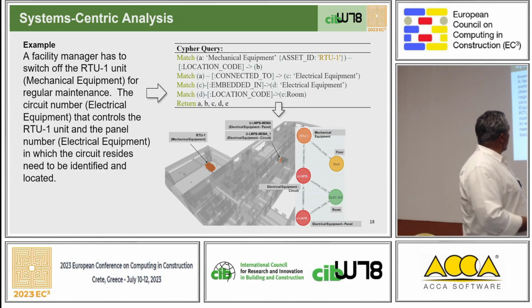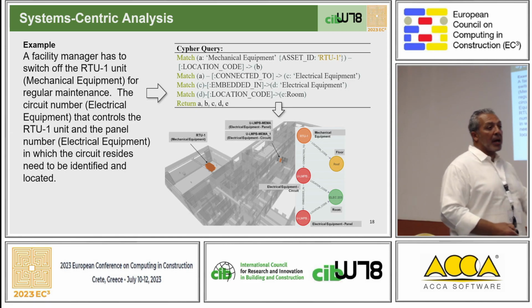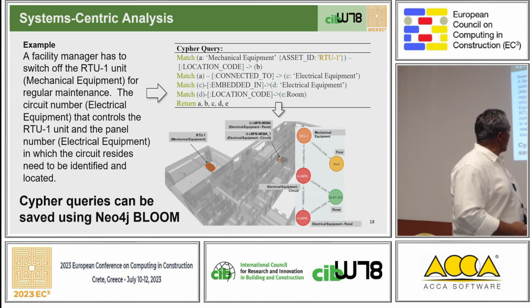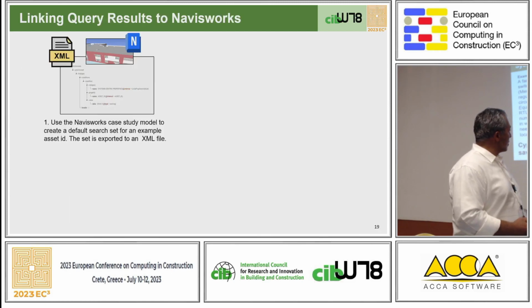Quickly to wrap up, we tested several scenarios to search the graph. This is an example of a situation where the facility manager needs to know where the mechanical equipment is connected to what panel, to what circuit, so that they would know where it is so they can actually go shut it down in case of an emergency. We also use Neo4j Bloom, which allows you to actually save the searches, so you can provide that graph as a product to a facility management department with all the searches possible, saved as a search number, and all they have to do is just click on it. So Bloom allows you to do that.